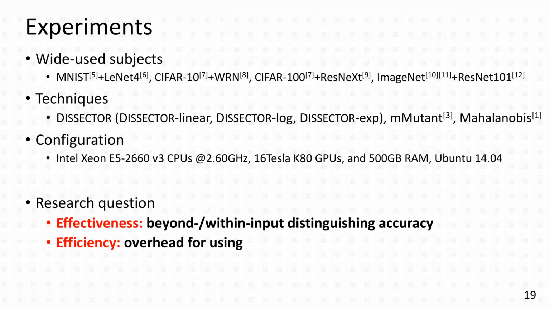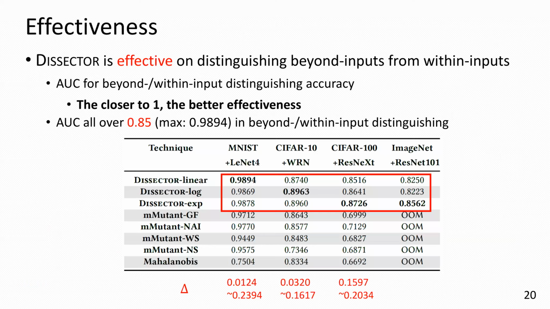We experimentally evaluate our approach on several widely used subjects and compare it with two existing techniques. We evaluate on both effectiveness and efficiency. The results show that upon our AUC measurement for effectiveness, Dissector can be quite effective with nice AUC scores. Also, it shows its superiority by a large margin and a landslide victory over existing approaches.